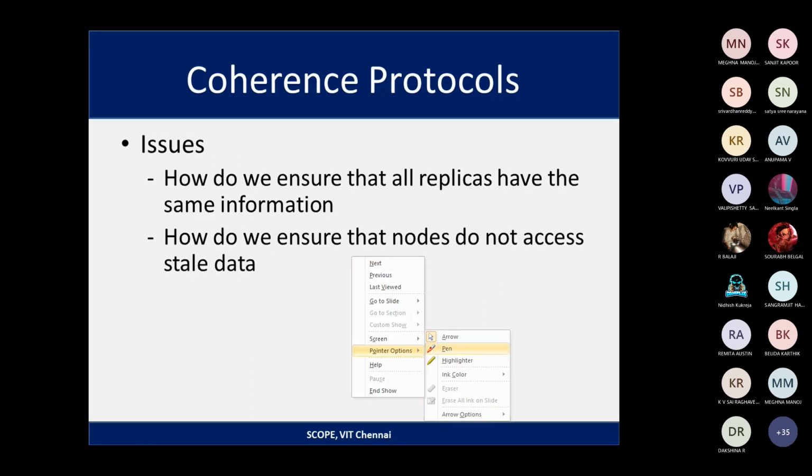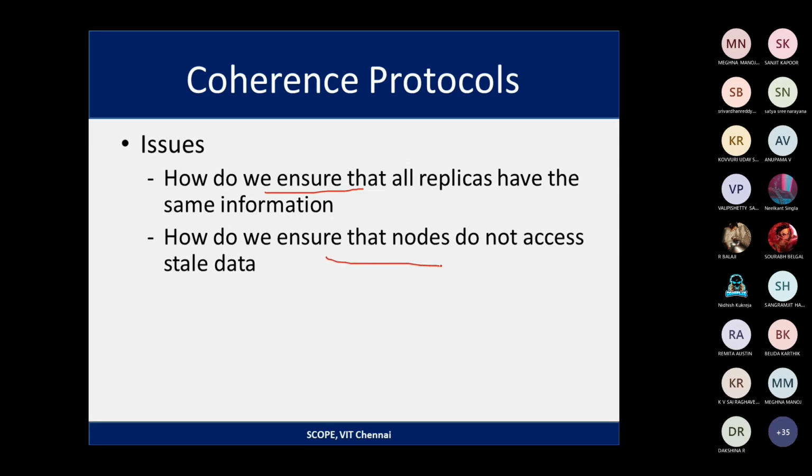Then we have coherence protocols. How can we ensure that all replicas have the same information, and how do we ensure that nodes do not access stale data? Stale data means the old data. For that purpose, we will have coherence protocols.